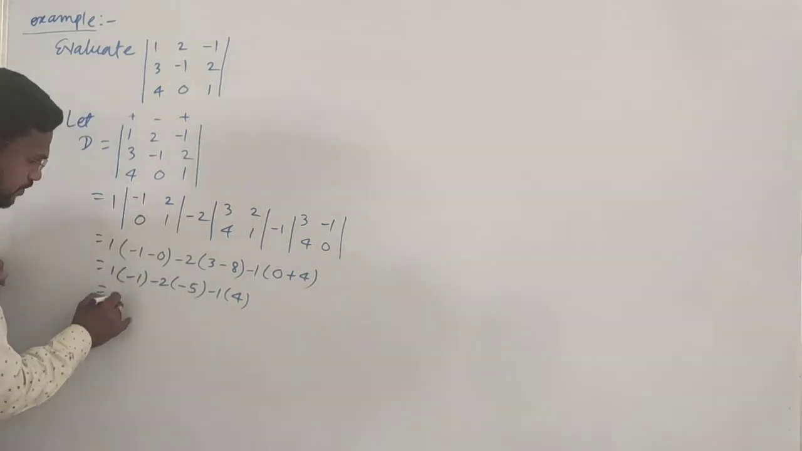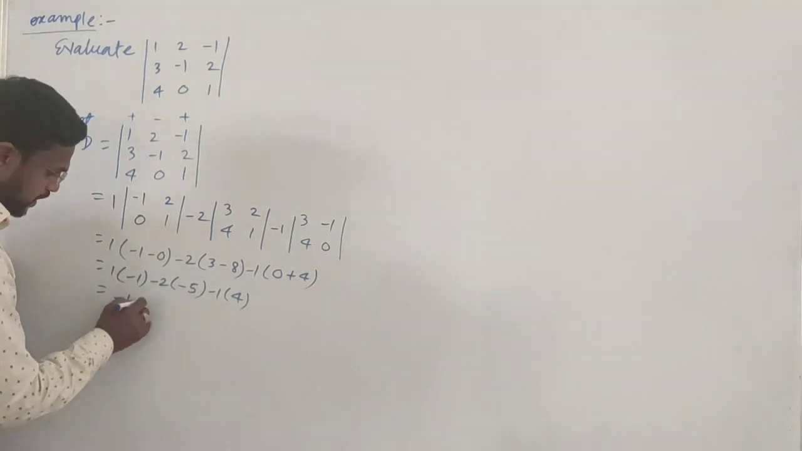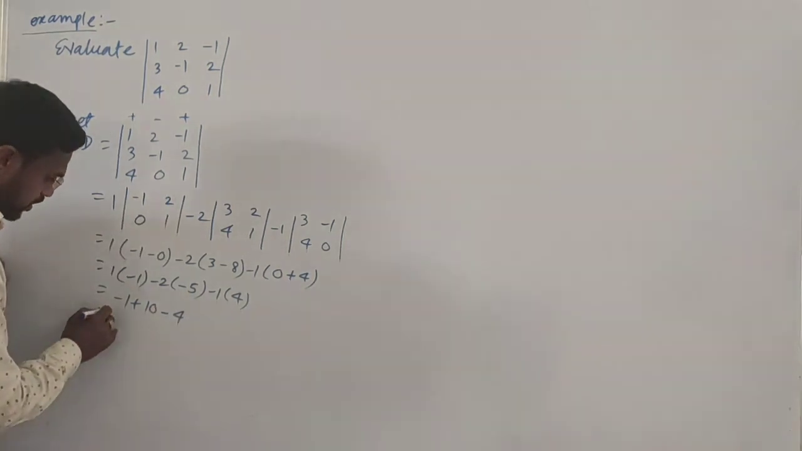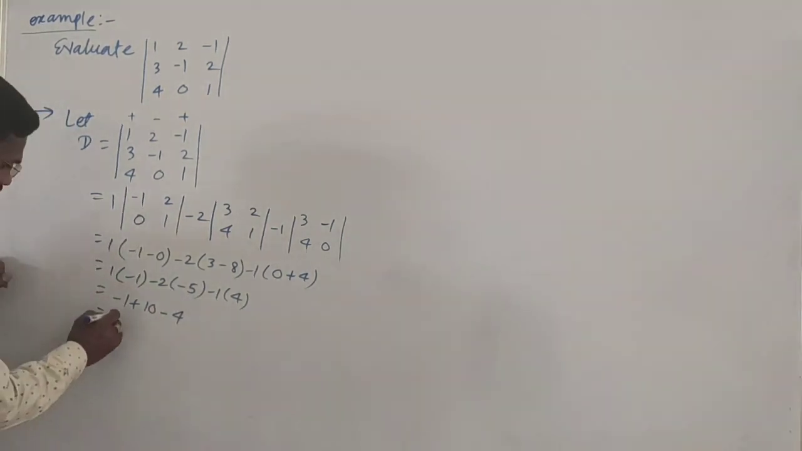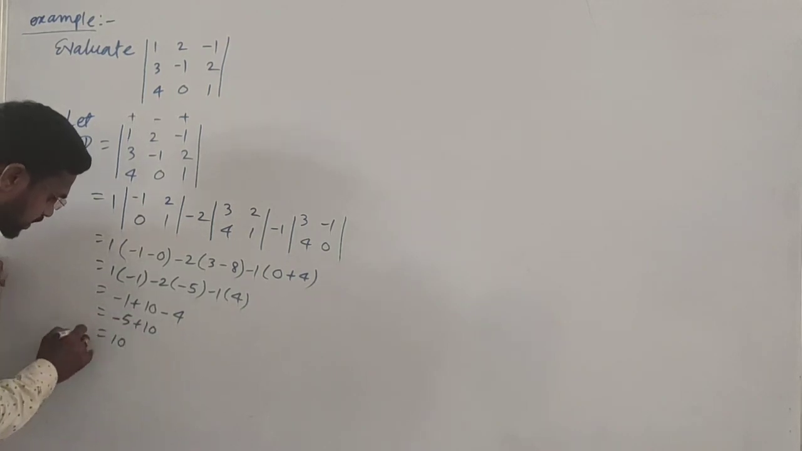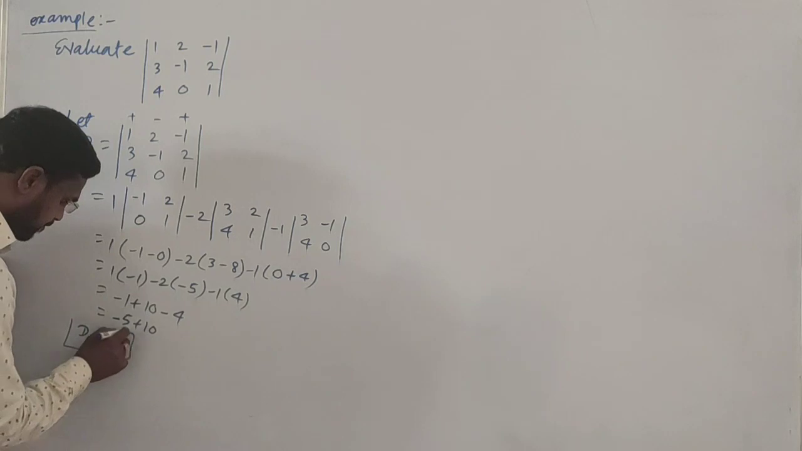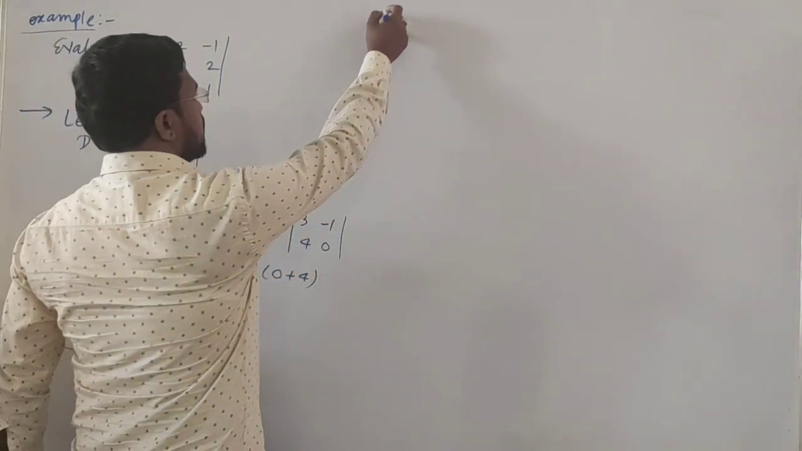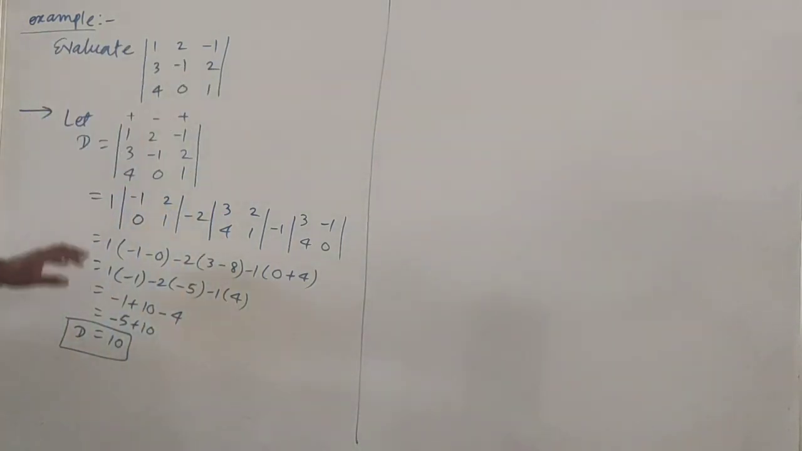What is the answer of this? -1 + 10 - 4, minus 5 plus 10, that is the final answer 10. D is equal to 10. Calculate this. D is equal to 10.